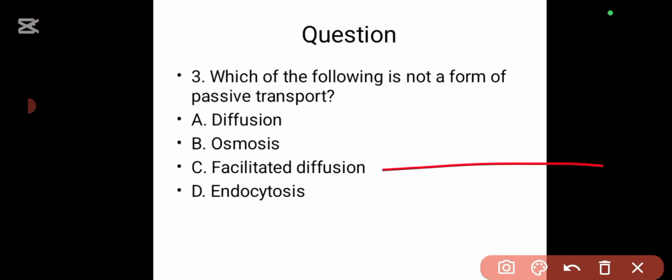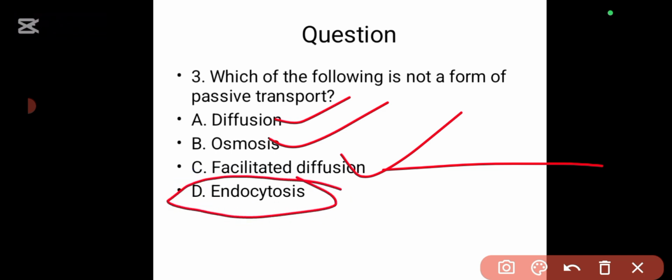Number 3. Which of the following is not a part of passive transport? We know that diffusion is passive transport, osmosis is passive transport, facilitated diffusion is also passive. Endocytosis, on the other hand, is not passive, it is active. An example of endocytosis is phagocytosis.